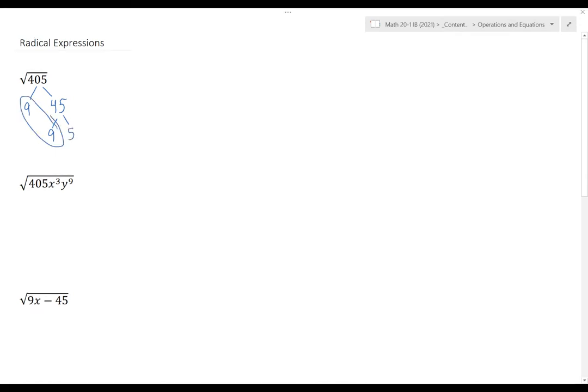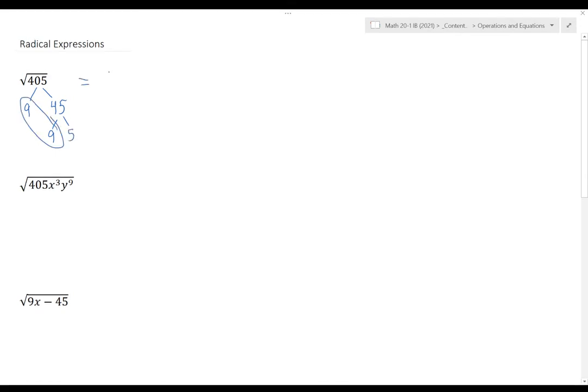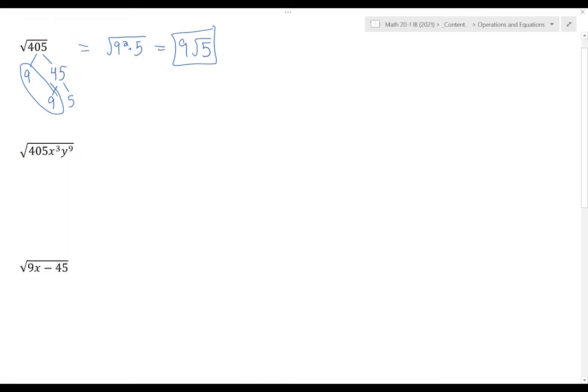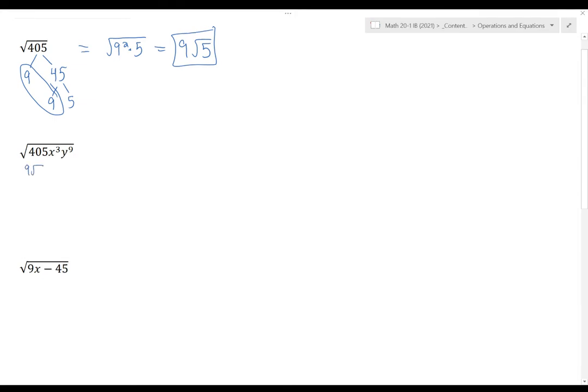So I actually have 9 times 9. So I can treat this as being 9 squared times 5. The square root of 9 squared being 9, the square root of 5 still just being the square root of 5. So that is the simplified or mixed form of this radical. That works pretty much the same when we have variables. So the 405 I already know is going to simplify into 9 root 5.